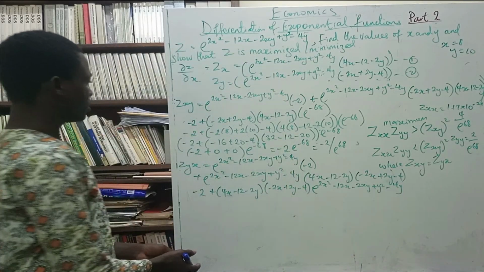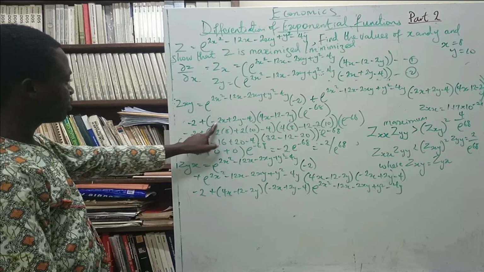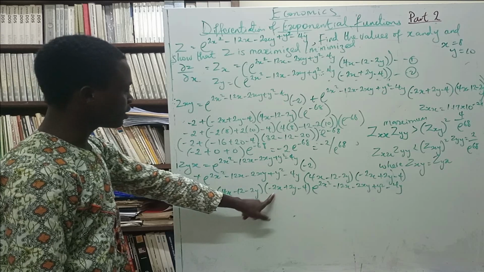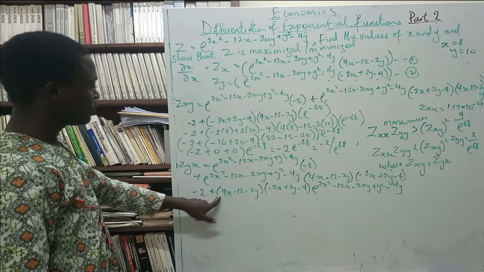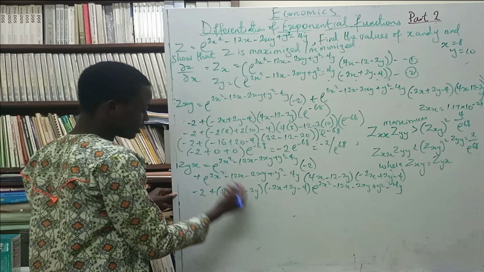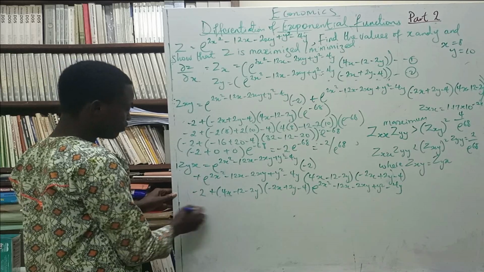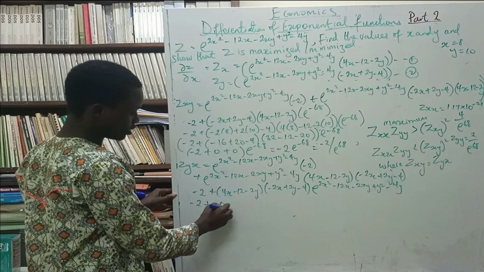Taking a look at this already, you had a minus 2 here, minus 2x plus 2y minus 4, it seems the same as what we have here, minus 2x plus 2y minus 4. Then we add 4x minus 2y minus 2y here. So setting x equals 8 and y equals 10, obviously we are going to be having minus 2 plus 0 plus 0.